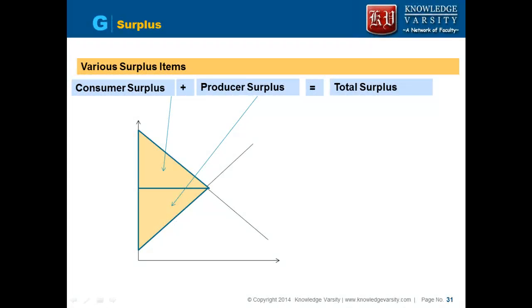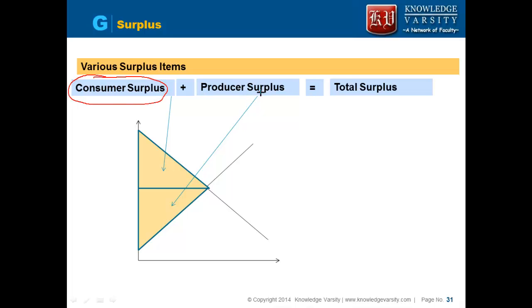Now we'll try to understand what is surplus. Here we need to focus on two types of surplus. One we call the consumer surplus and the other is the producer surplus. Note that the total surplus is the sum of consumer and producer surplus. So what is consumer surplus?